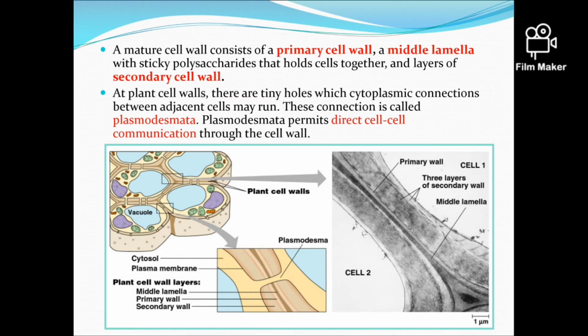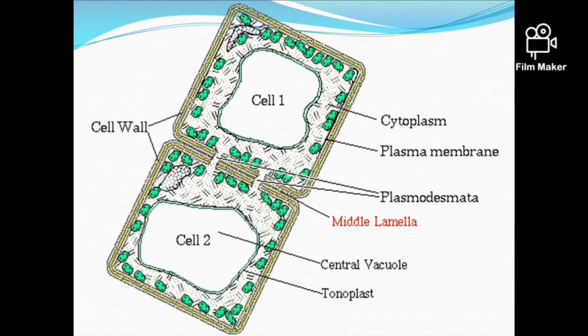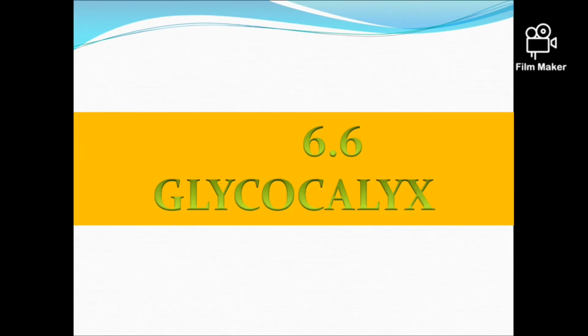In plant cell walls, there are tiny holes through which cytoplasmic connections between adjacent cells may run. This connection is called plasmodesmata. Plasmodesmata permits direct cell-to-cell communication through the cell wall. Next, glycolegs.